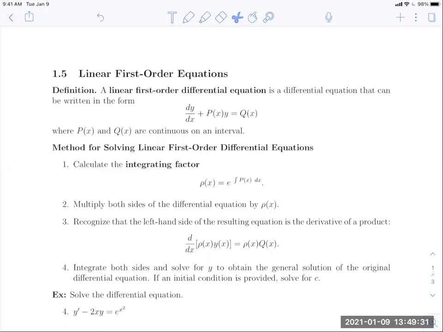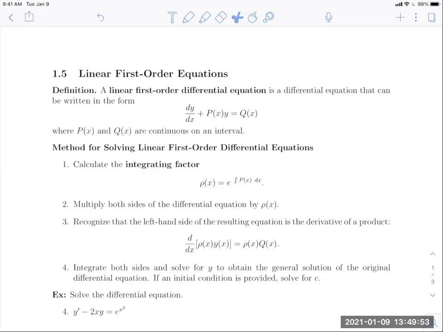In section 1.5, we're going to learn about linear first order differential equations. We have already learned about separable differential equations in section 1.4. We're adding one more type of differential equation to our arsenal of DEs that we can solve. So first, let's just define what it means to be a linear first order DE.